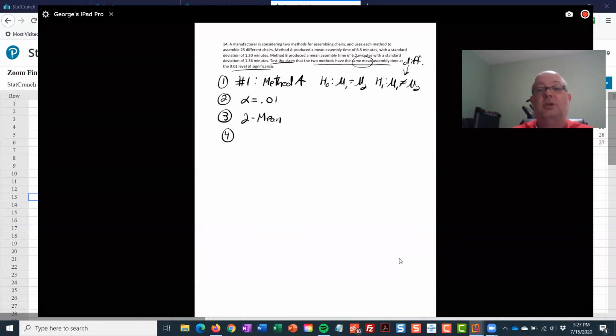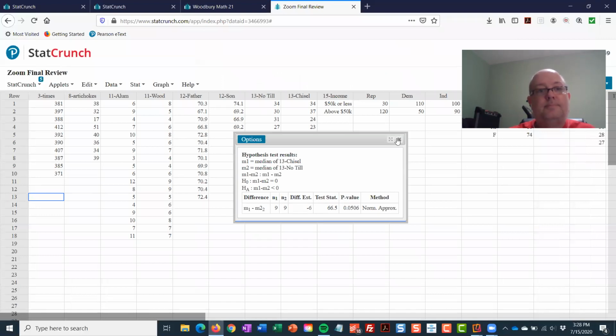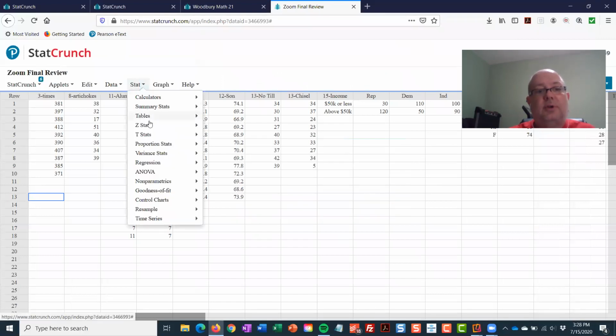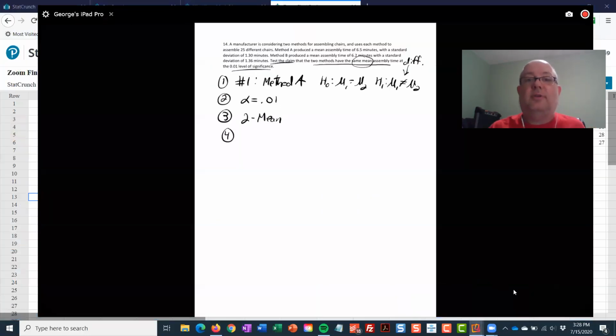Now we can go to StatCrunch and compute this as a two mean test with summary. Stat, T, two sample, with summary. By the way, if you pick the wrong one, say you pick data, it's going to ask you to pick the columns. You're not going to have those available to you, so you're going to know you're in the wrong place. I should have made note of the information in the problem before I got here. I need the mean, standard deviation, and size for each group. Each group has a size of 25.